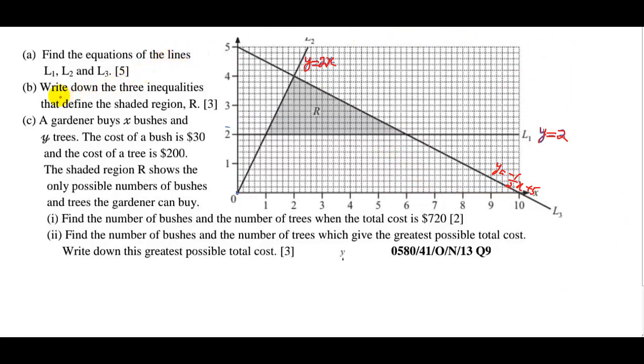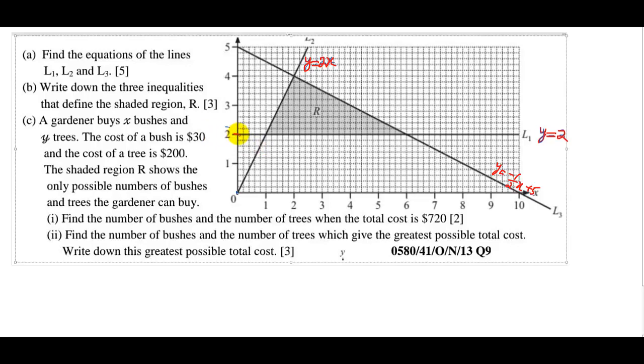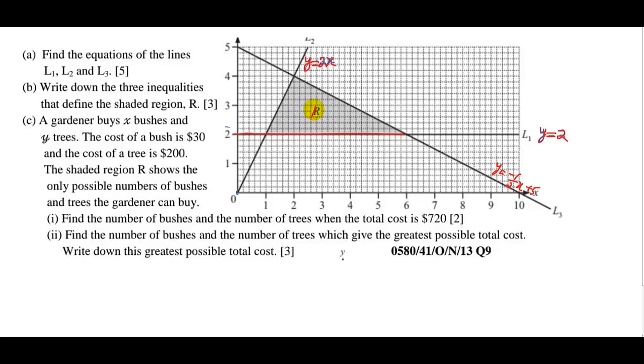Part B: write down the 3 inequalities that define the shaded region. The region is bounded by these 3 lines. These are the boundaries of this region, which is here. The region is upward of this line, so the inequality will be y is greater than or equal to 2.